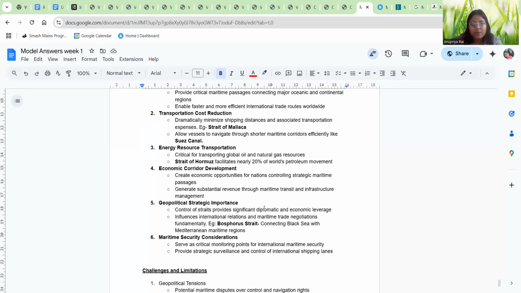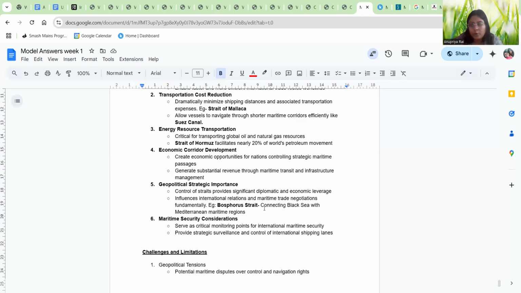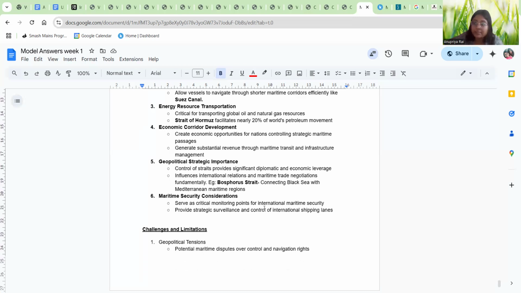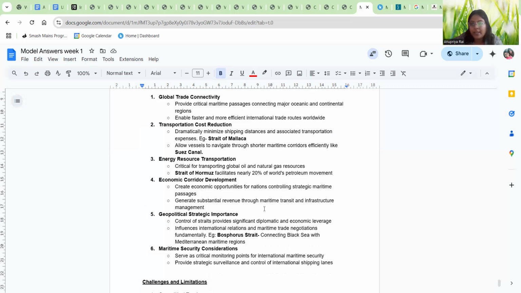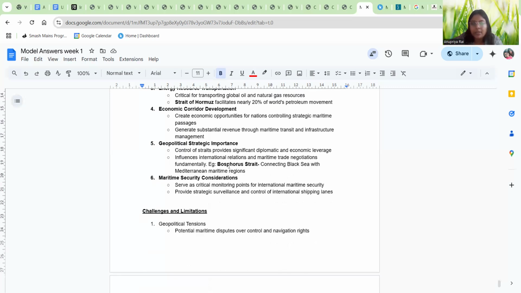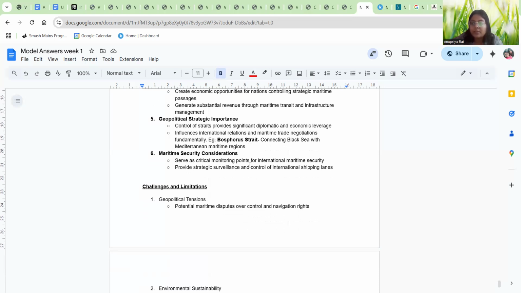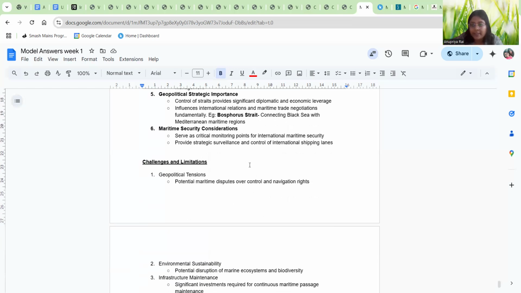Then you'll talk about economic corridor development and geopolitical strategic importance. You can write that in challenges, which I'll be telling you later. But there is certain strategic importance, like for the Bosphorus Strait along the Black Sea, which served a very important role in the Black Sea grain deal. You can also talk about maritime security considerations, which are important to safeguard one's coast. Here you can talk about piracy and all.